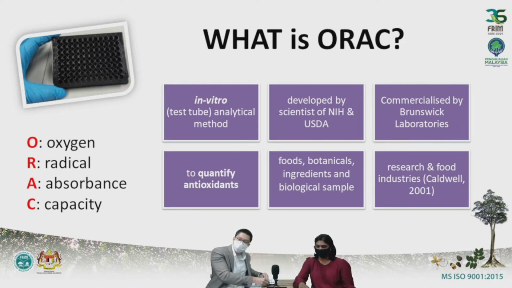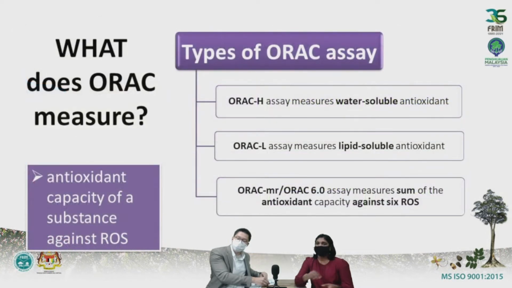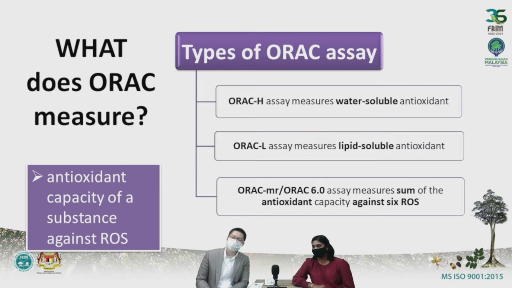Okay, moving on. What does ORAC measure? ORAC measures the antioxidant capacity of a substance against ROS. ROS is reactive oxygen species. There are a few types of ORAC assay available. First is the ORAC hydrophilic, which measures the water-soluble antioxidants. Next is the ORAC L, also known as ORAC lipophilic. It measures the lipid-soluble antioxidant capacity.